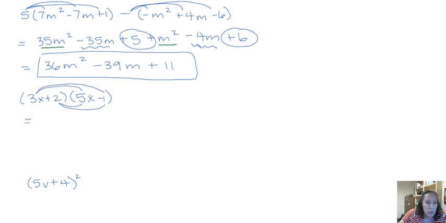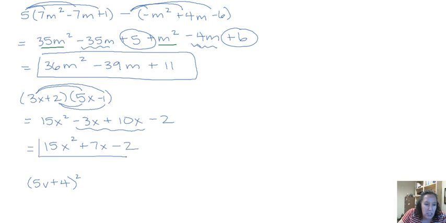So if we do 3x times 5x, we'll get 15x squared. 3x times negative 1 is negative 3x. 2 times 5x is 10x. And 2 times negative 1 is negative 2. And so, similar to the last example, we're just multiplying, expanding it as much as possible, and then combining like terms. So when we combine like terms here, our only x squared term is our 15x squared. We can combine our negative 3x and our 10x to get a positive 7x, and then we still have that minus 2 on the end.